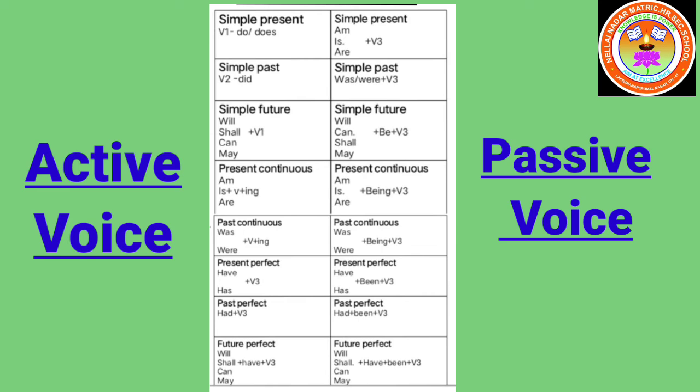Then present perfect. Perfect tense itself means V3, the third form of the verb, like go, went, gone; write, wrote, written; speak, spoke, spoken; talk, talked, talked; work, worked, worked; come, came, come; read, read, read. So the third form of the verb will be there in the perfect tense. For present perfect, we have to use the present possession, have and has. Have and has denote present, V3 denotes perfect. So, present perfect.